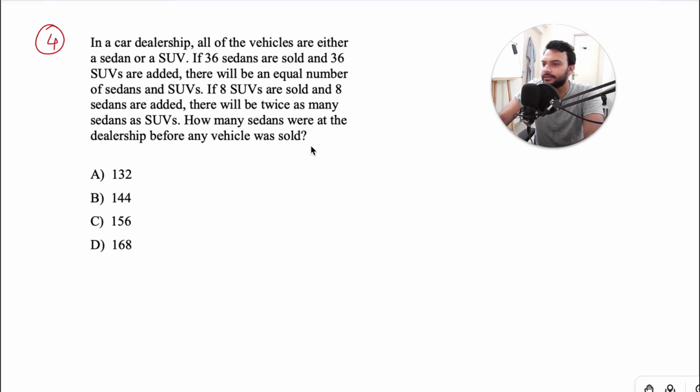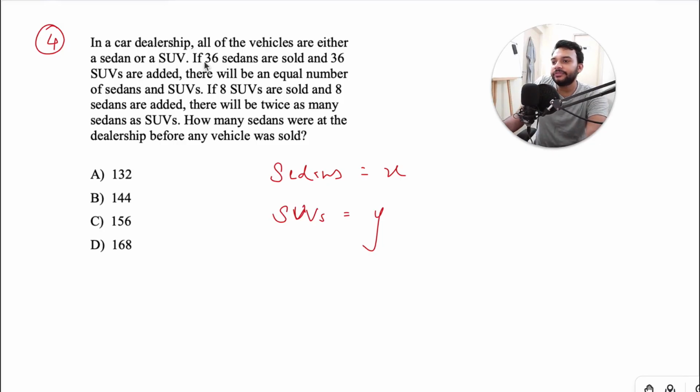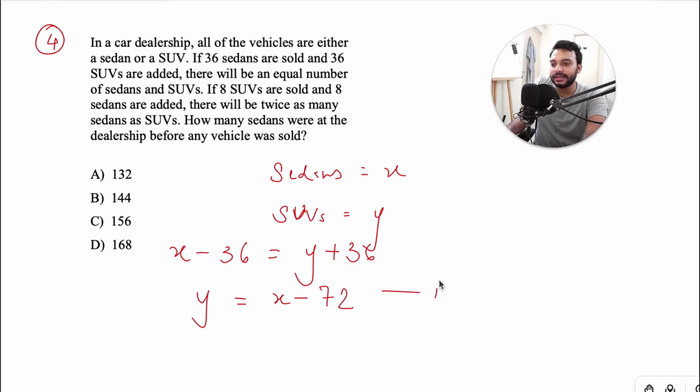So let's assume this is a car dealership. Initially, let's assume the number of sedans is X and the number of SUVs is Y. The first scenario: if 36 sedans are sold, X would reduce by 36, and 36 SUVs are added, there will be an equal number of sedans and SUVs after that. So Y plus 36. This gives us an equation, Y is equal to X minus 72. This is your first equation.